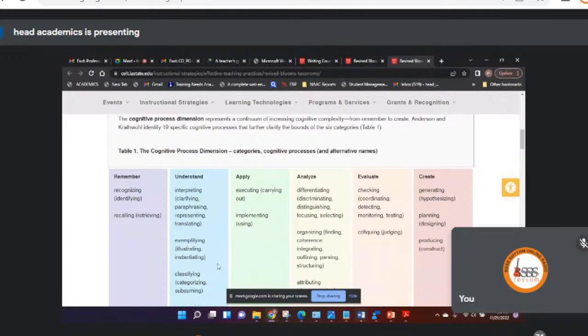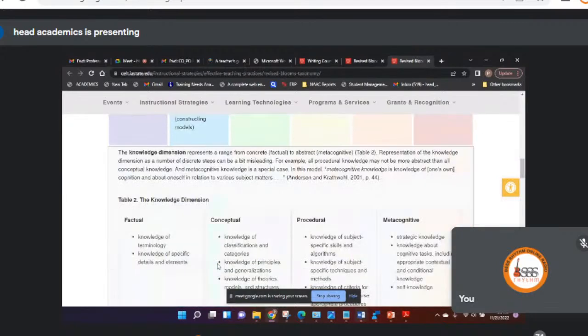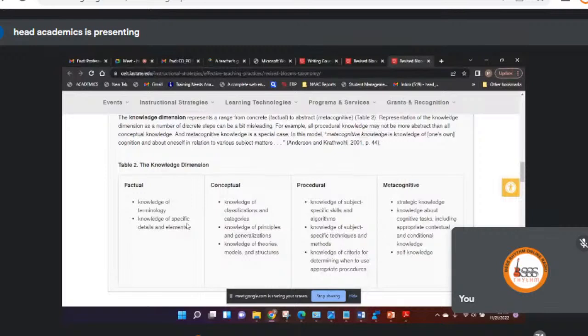And then they talk about a matrix structure with another dimension, which is called the knowledge dimension, with different levels of knowledge. The knowledge could be factual knowledge, conceptual knowledge, procedural knowledge, and metacognitive knowledge. The definitions are given. Knowledge of terminology is factual knowledge, whereas conceptual knowledge is knowledge of classifications and categories. Procedural knowledge is knowledge of subject-specific skills and algorithms. And metacognitive knowledge is strategic knowledge, knowing about cognitive tasks.